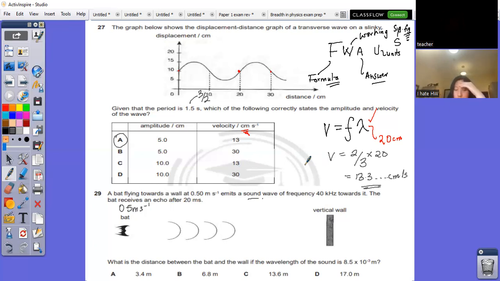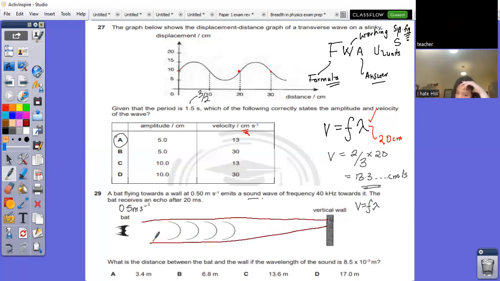Okay. So key thing anyway here, you're probably realizing that there's a bit of a theme here with V equals F lambda, but because there's an echo that's involved, sound has to go to the wall and come back, correct? Yeah. You happy with that? Good. Now, what do we know? We know that the wavelength of the sound is given. We know that the frequency is given. So that is what we used here.